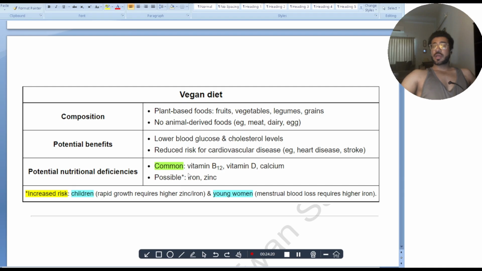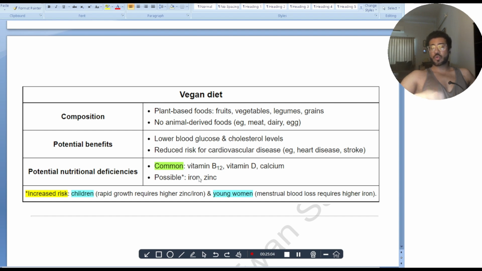Iron might not be deficient since the deficiency is usually covered up through other sources of iron such as vegetables. But when it comes to women, young women who are undergoing menstrual blood loss monthly, it can be exacerbated in such conditions. Menstrual blood loss requires higher iron in order to replete the iron store. So in such a demographic, the iron deficiency may also become prominent if the person consumes a vegan diet.